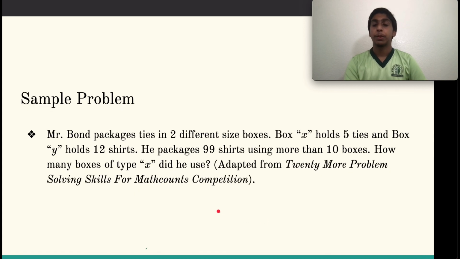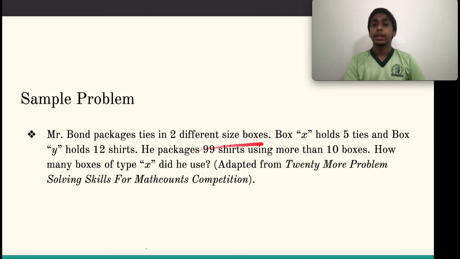So here's our sample problem of the day for Diophantine equations. You could solve this as a system of equations too, or you could try doing it using Diophantine equations. Mr. Bond packages ties in 2 different size boxes. Box X holds 5 ties, and box Y holds 12 ties. Here I said shirts, but I also meant ties. He packages 99 ties using more than 10 boxes. How many boxes of type X did he use?